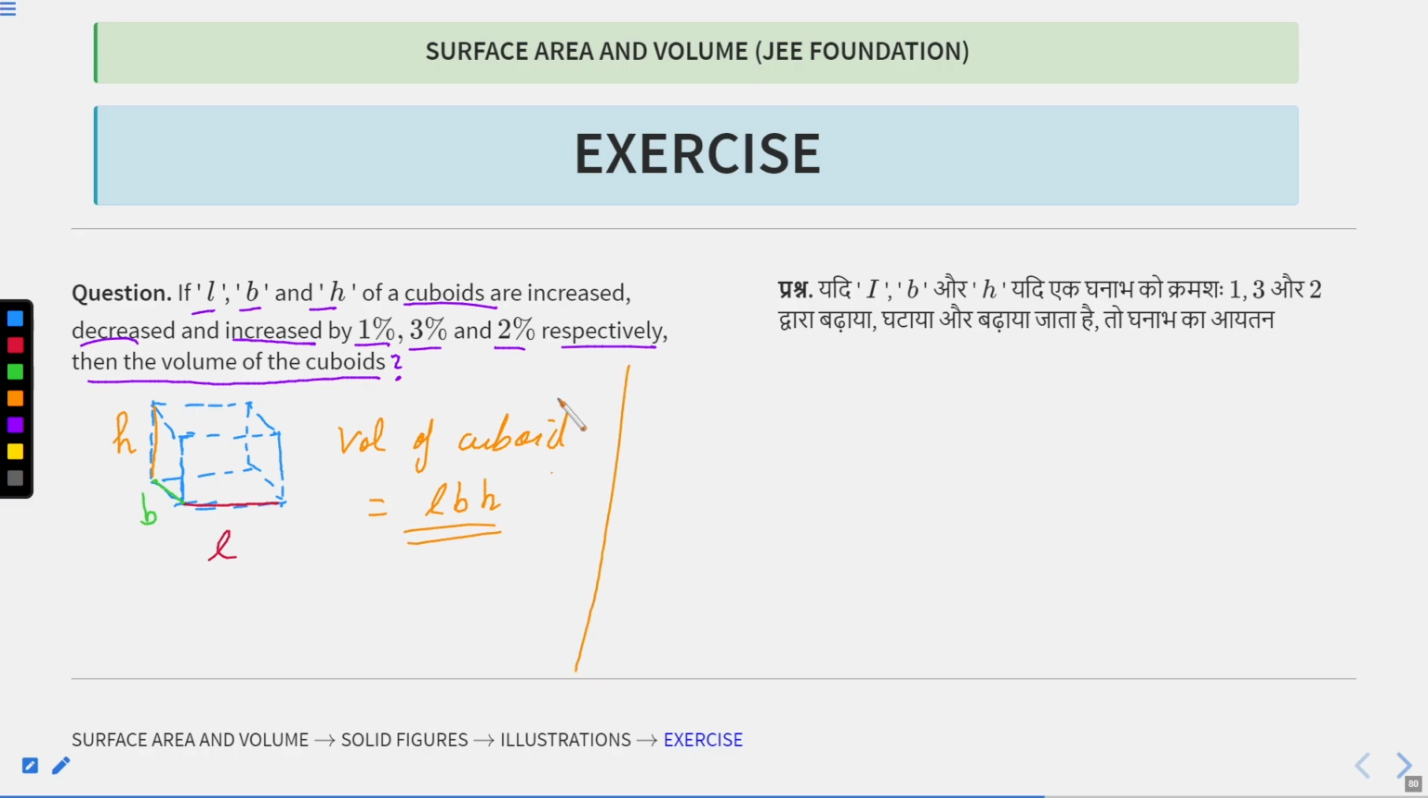Now, after a 1% increase in length and 3% decrease in width, okay, so let me use the respective color. So 1% increment in length, here 3% decrement in breadth, and 2% increment in height. So my new dimensions.